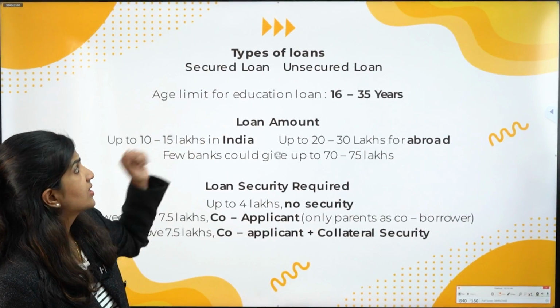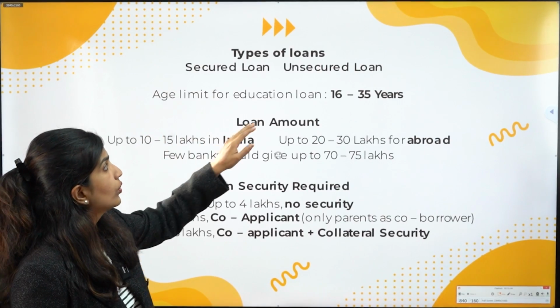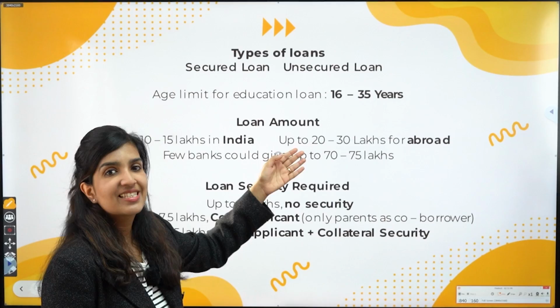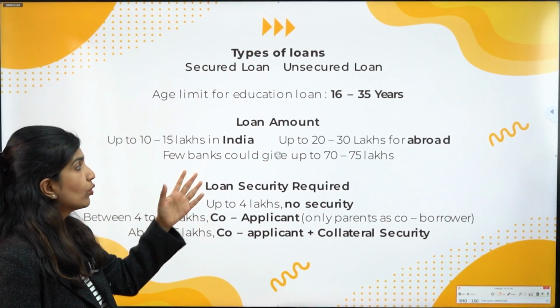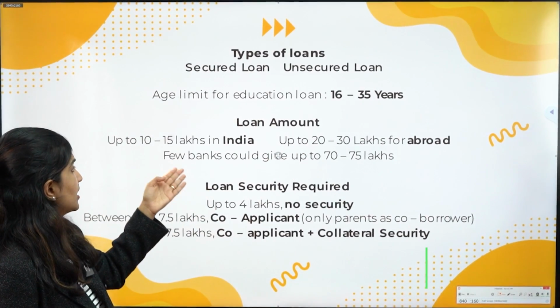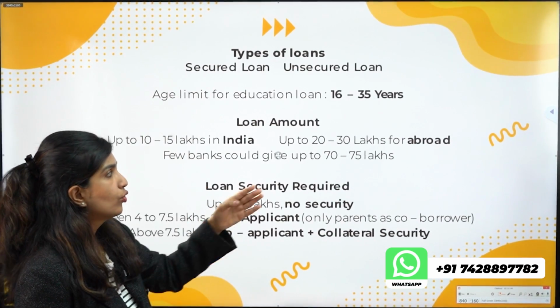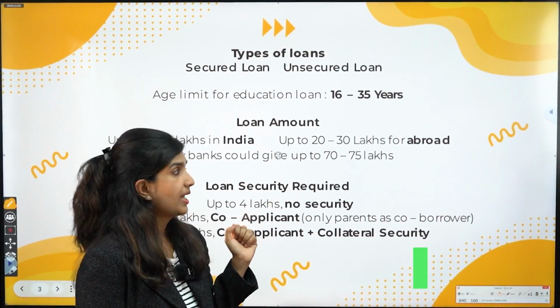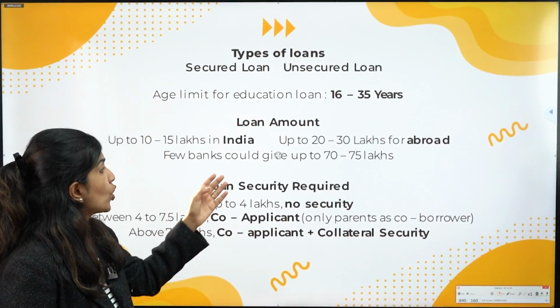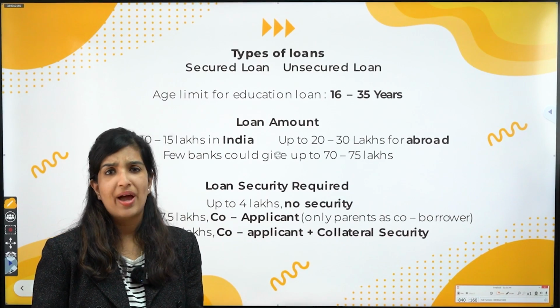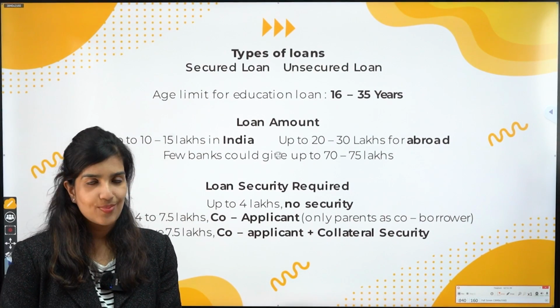Now, as you can see here, the types of loan that you can get are a secured loan and an unsecured loan. The age limit for an education loan is 16 to 35 years, and the loan amount that you can get is, if you're doing your training in India, about 10 to 15 lakhs, and if you go abroad, you can take about 20 to 30 lakhs. There are some banks which also give you a loan of 70 to 75 lakhs. That depends on which bank it is. We'll tell you more in detail about that later.